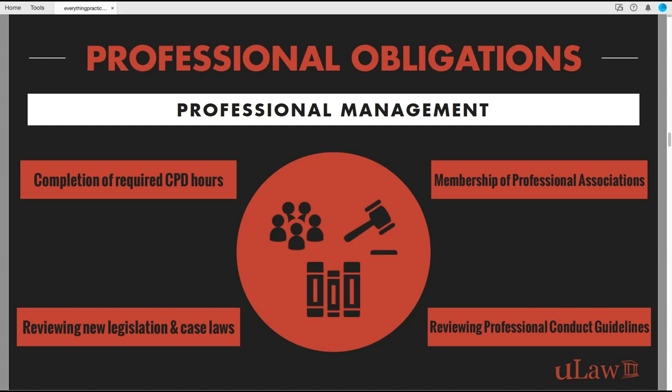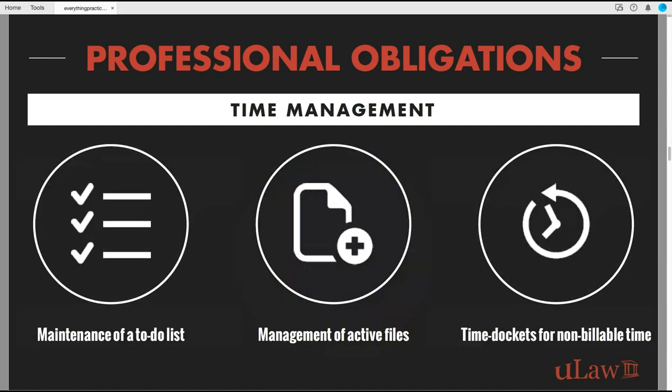And also be updated with your membership professional associations, whether it's Ontario Paralegal, or the Criminal Lawyers Association, or the Ontario Bar Association, whichever membership you have. Make sure that you follow the practices there and the code of conduct guidelines that they've laid out, and review all the case laws and legislation that's being published from time to time, making sure that you are professionally managing yourself, which is also part of the professional obligation.